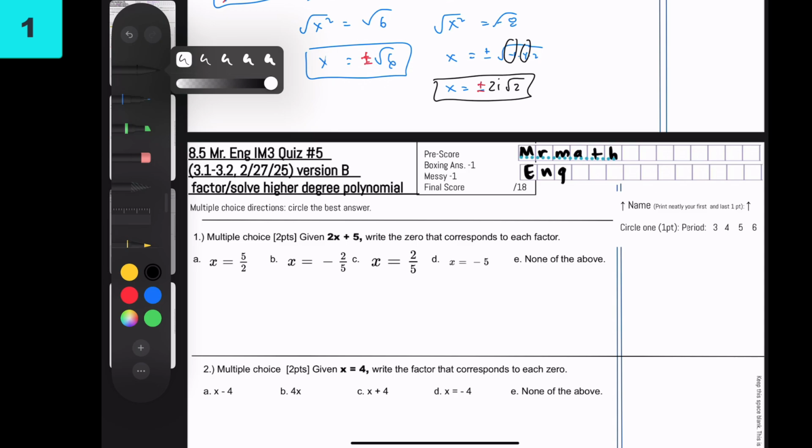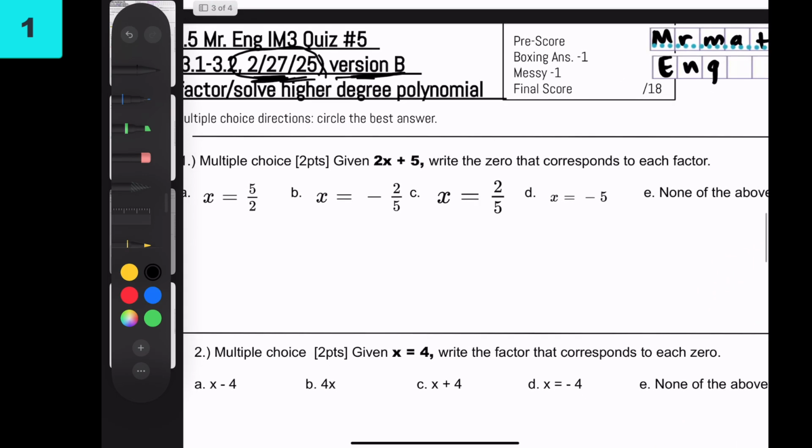Hey guys, let's go over quiz number 5, February 27th, 2025. This is version B. Given 2x plus 5, so remember you can always put that around parentheses, write the 0 that corresponds to each factor. So what we have here is a factor because I have the parentheses. My goal is just to get x by itself.